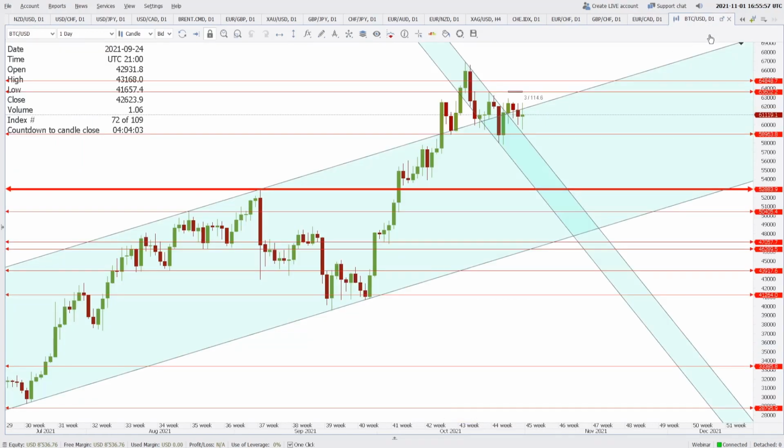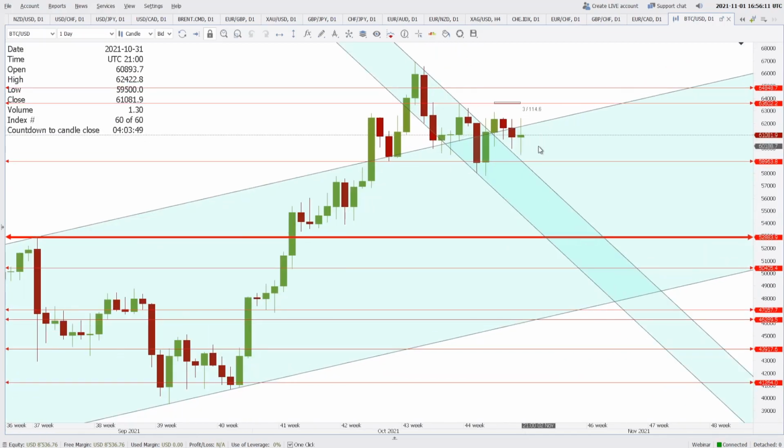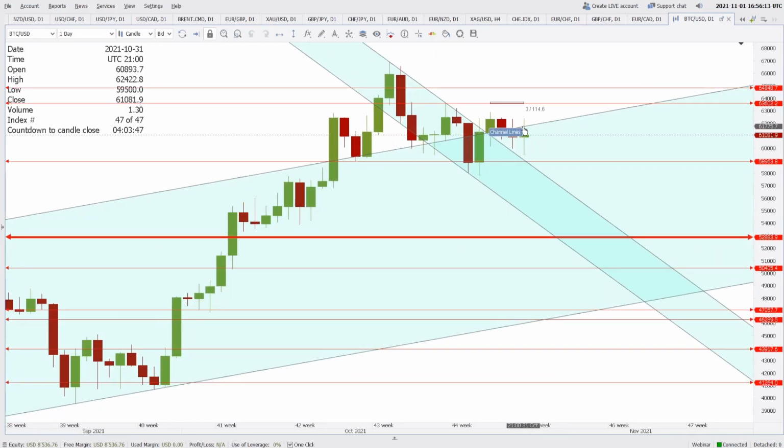Last is the Bitcoin that we are going to talk about. The Bitcoin is giving, on the daily chart, a spinning top. That is a case of indecision, as if people are not aware where to take the price level. So now it is trading between the highs of 62,422 and a low of 59,500, and this market is broadening.